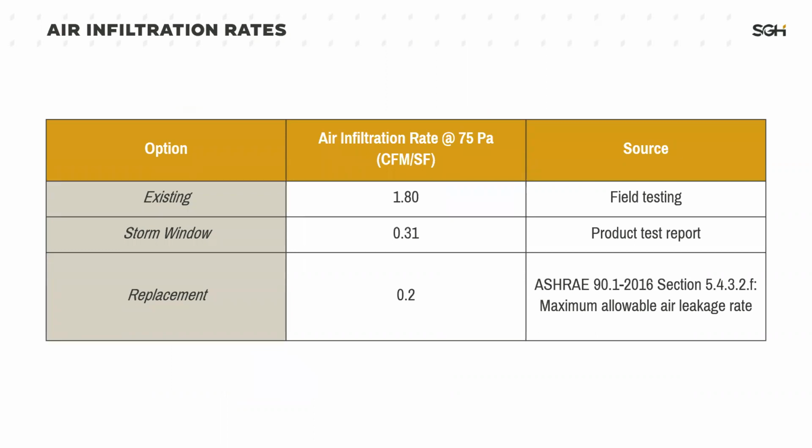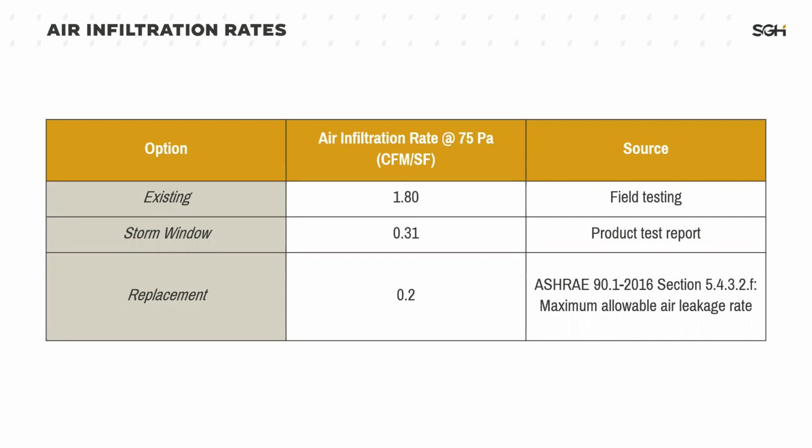So among our 3 models, we varied the thermal performance, and we also varied the air infiltration rates. In the existing windows, we performed field testing to determine what their air infiltration rate was, and we found that it was 1.8 cubic feet per minute per square foot when tested at 75 pascals. And for those who are familiar with the energy code, that's a very leaky window.